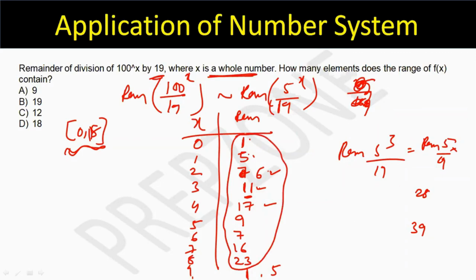Which means if you have to talk about the unique values, it is 0 to 8 पे जो values हो रही, which is a total of 9 values are possible here. And hence the answer has to be A. A difficult question indeed. Time consuming है, 2 से 3 मिनट लगेगा इसको करने.